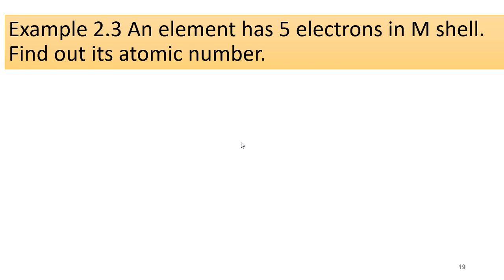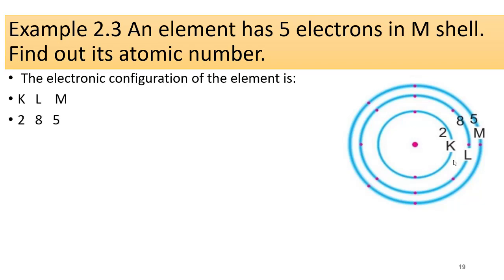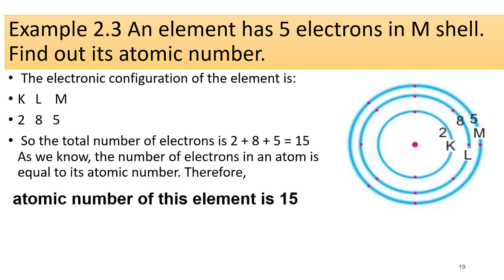Now example 2.3. An element has 5 electrons in M shell. Find out its atomic number. एक एलिमेंट के M शेल में 5 इलेक्ट्रॉन्स मौजूद हैं, इसका एटॉमिक नंबर फाइंड आउट करना है. When there are 5 electrons in M shell, it means that K and L shell are completely filled with their maximum capacity of 10 electrons. Hence, the electronic configuration of element is 2 electrons in K shell, 8 electrons in L shell, and 5 electrons in M shell. So, the total number of electrons is 2 plus 8 plus 5 is equal to 15. So, we know that the number of electrons in an atom is equal to its atomic number. Therefore, the atomic number of this element is 15.